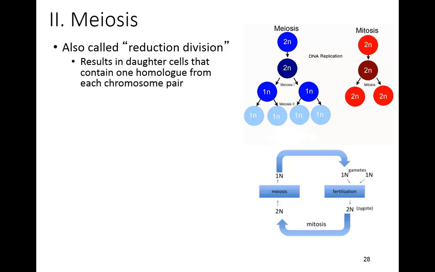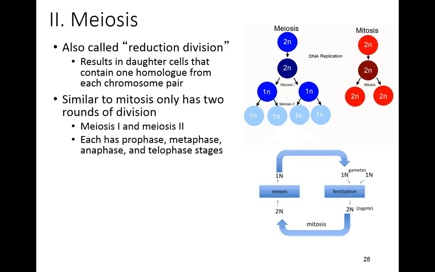It results in daughter cells that contain one homologue from each chromosomal pair. Okay, like I said before, it's similar to mitosis, only it goes through cell division twice. This figure is really good, where you have mitosis, where you're making a copy and then splitting into two separate. In meiosis, you make a copy, you split, and then you split again, so that you have 4 haploid cells.